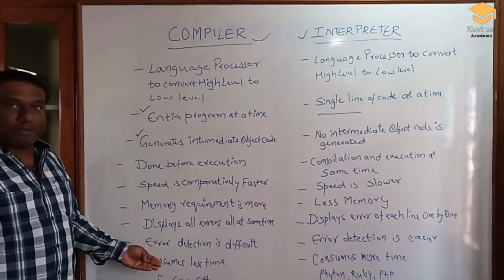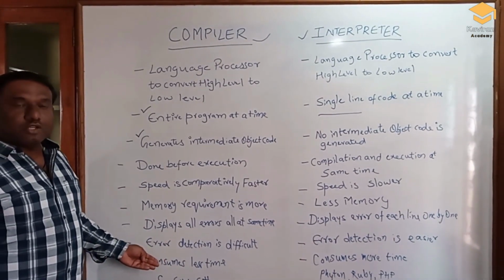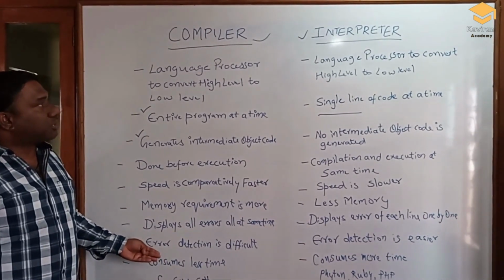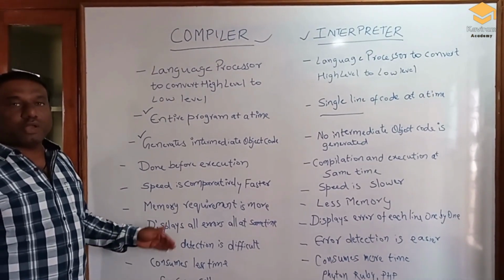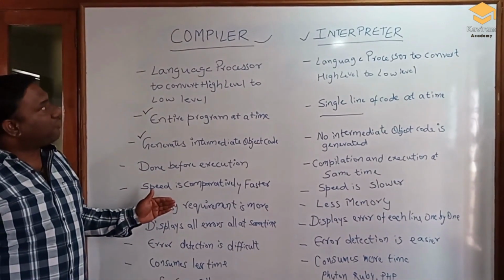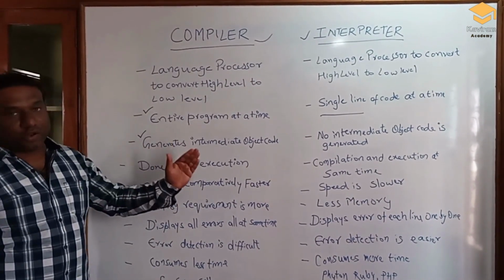So in C, C++, whatever we program, a compiler is used and object code is generated, and whenever we execute that program, we get the output. So this is the major difference between a compiler and an interpreter.